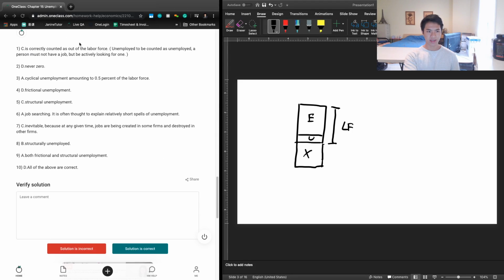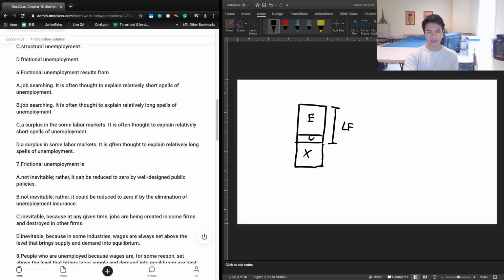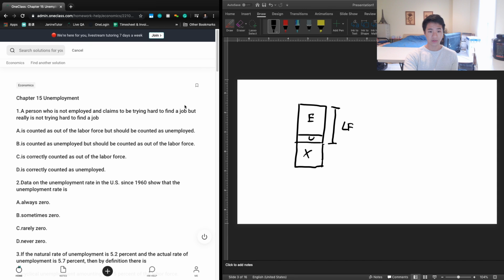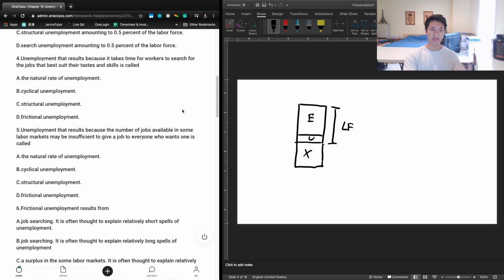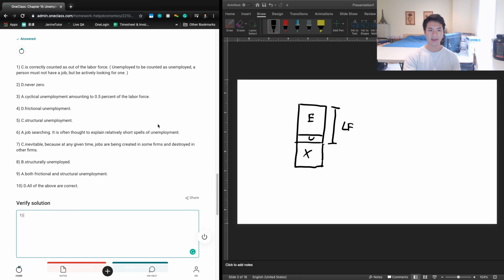So the previous tutor says C is correctly counted as out of the labor force. To be counted as unemployed, a person must not have a job but be actively looking for one. I'm going to push back on the answer, because I believe what the question is implying when it says this person claims to be trying hard to find a job is that they are submitting to the government that they are trying to find a job, and so the government is going to categorize them as unemployed. And so I would say A is correct.